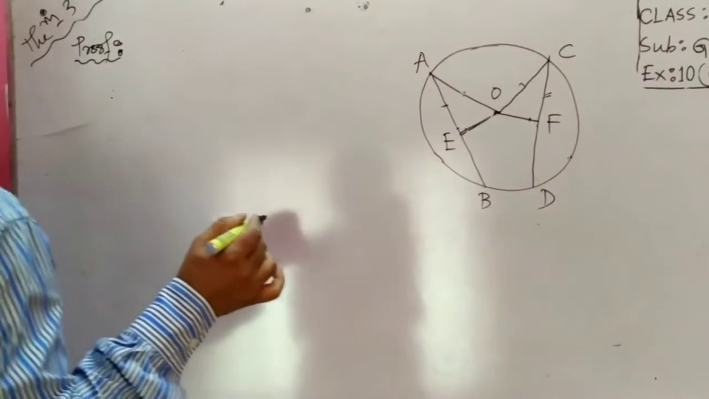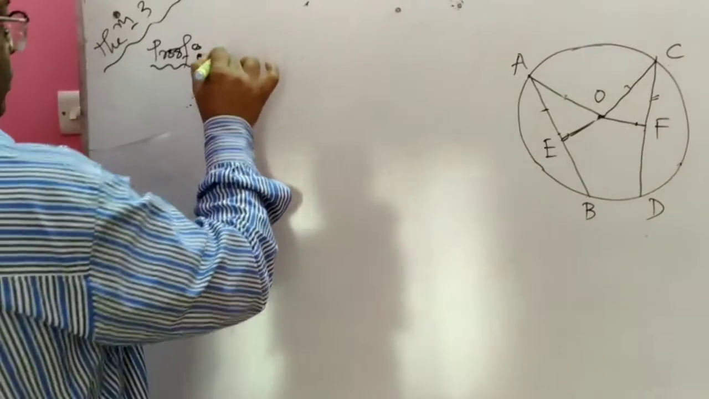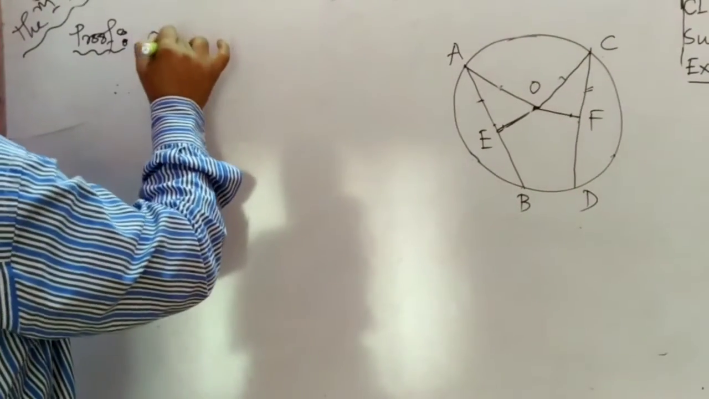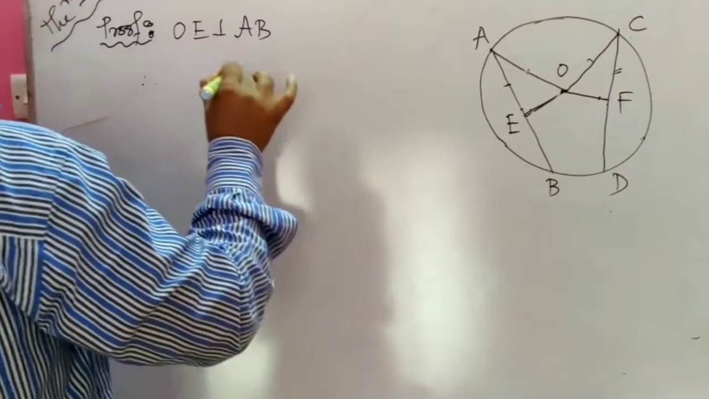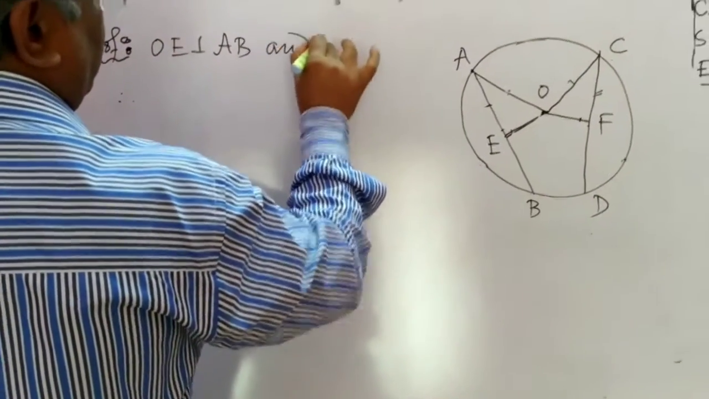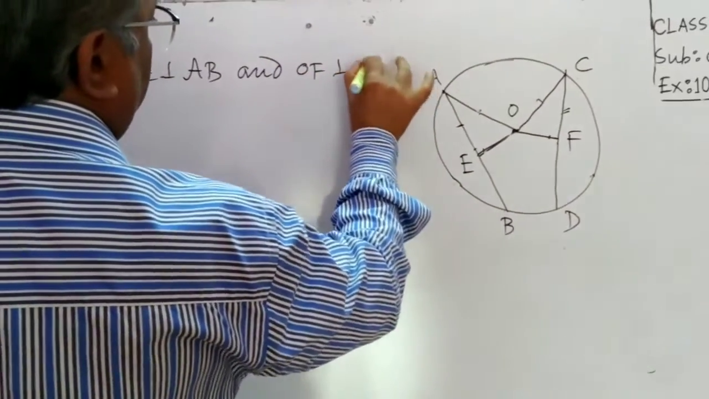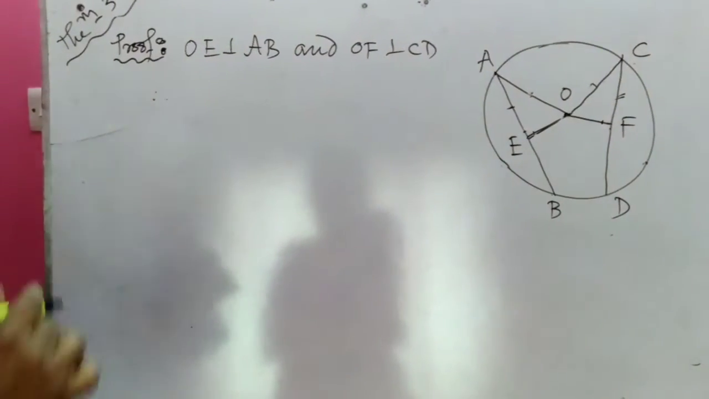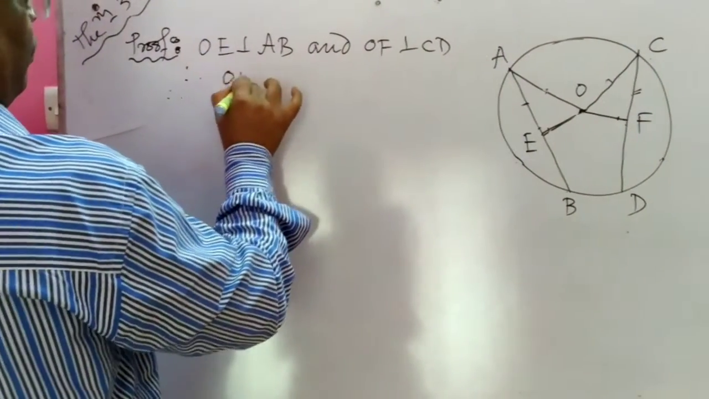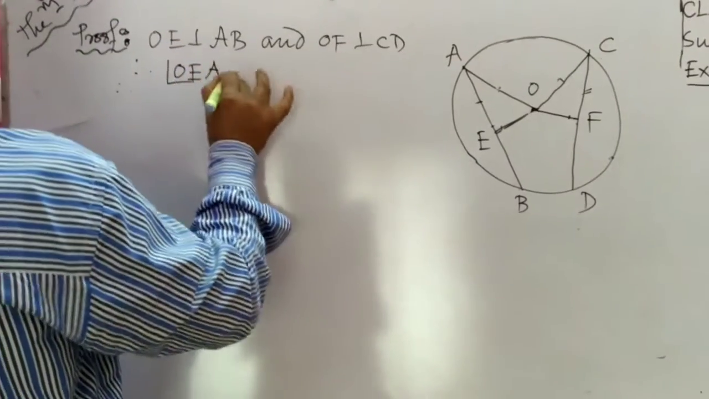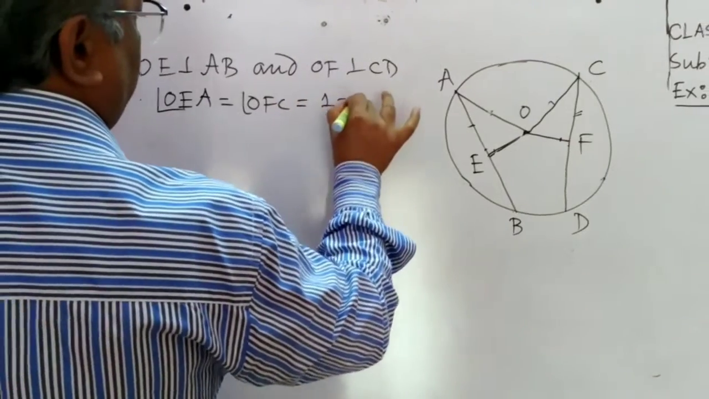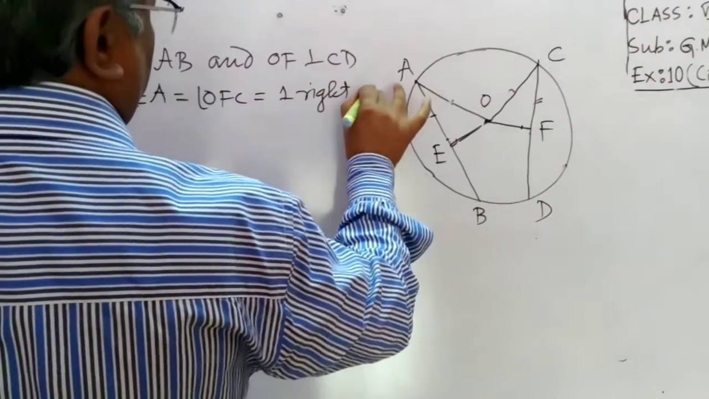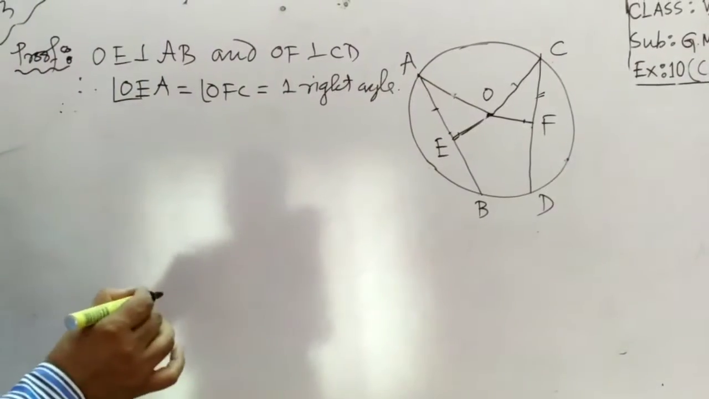Proof. OE perpendicular AB and OF perpendicular CD. Therefore, angle OEA equals angle OFC equals one right angle.